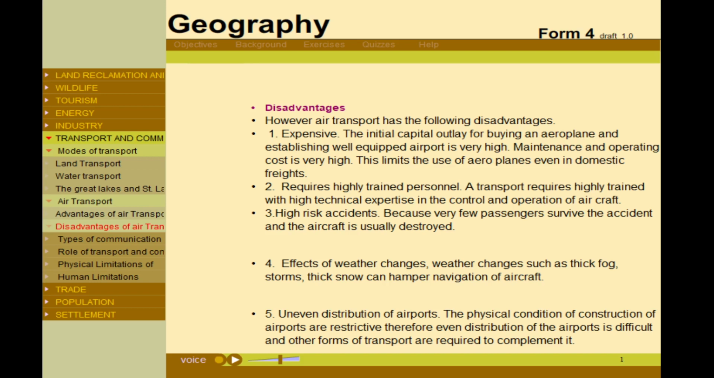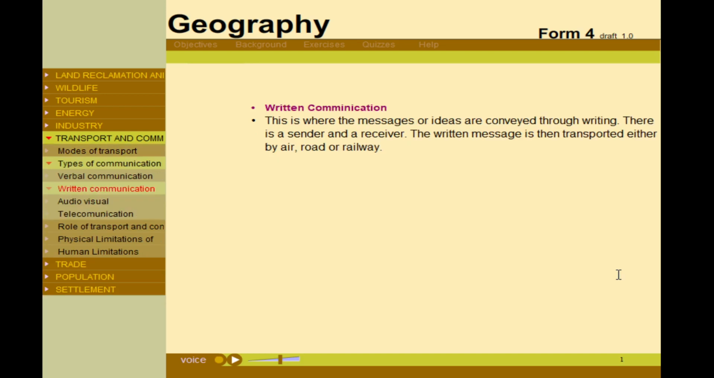Verbal communication. It involves two parties, the speaker and the listener. Written communication. This is where the message or ideas are conveyed through writing. There is a sender and a receiver. The written message is then transported either by air, road, or railway.